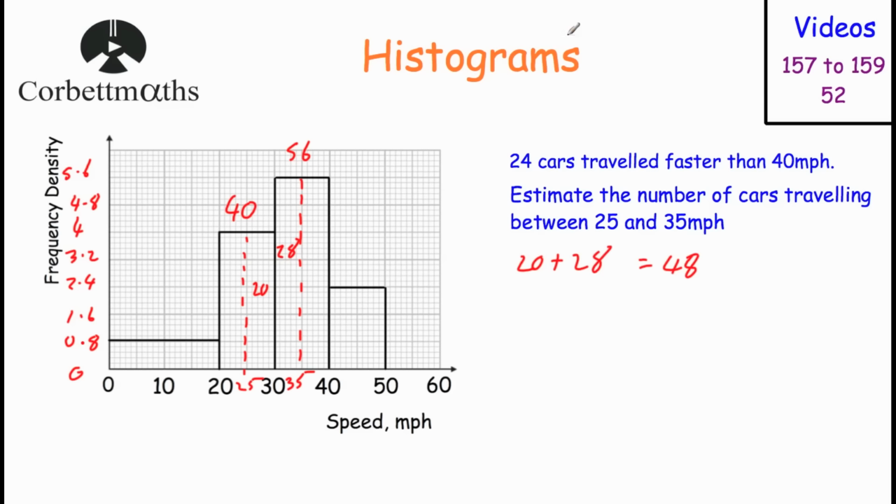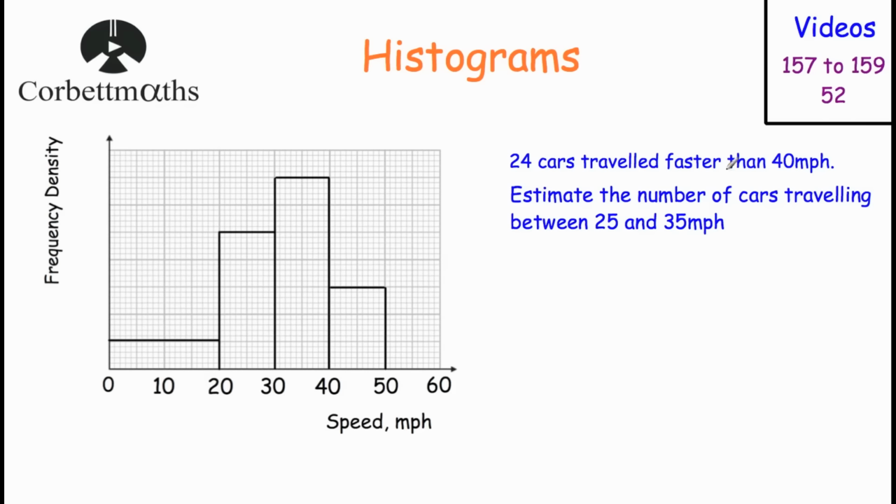So that's one approach. Now that question was quite nice because the information we were told is there's 24 cars traveling more than 40 miles per hour. So we were told the frequency for one of the bars. Sometimes in the question you might be given, so many cars are traveling more than 35 miles per hour. It's a bit more complicated.